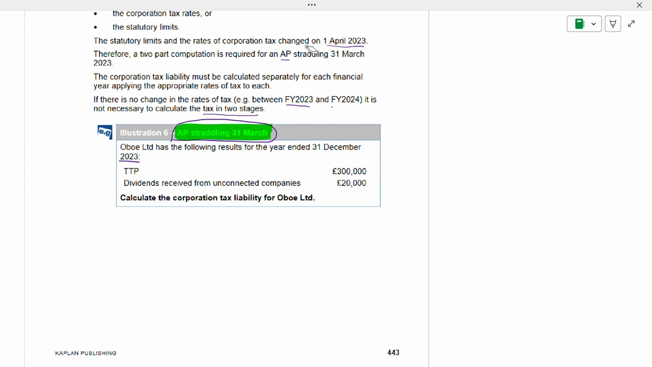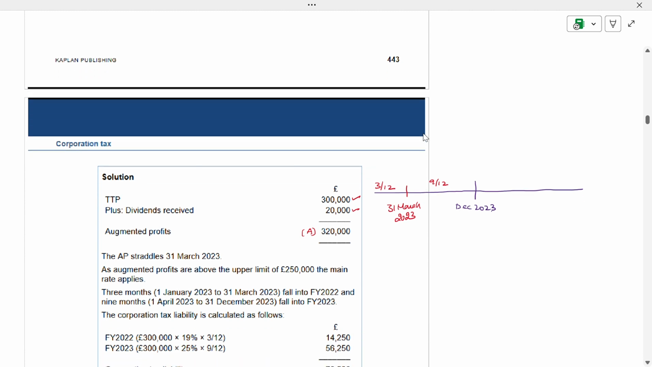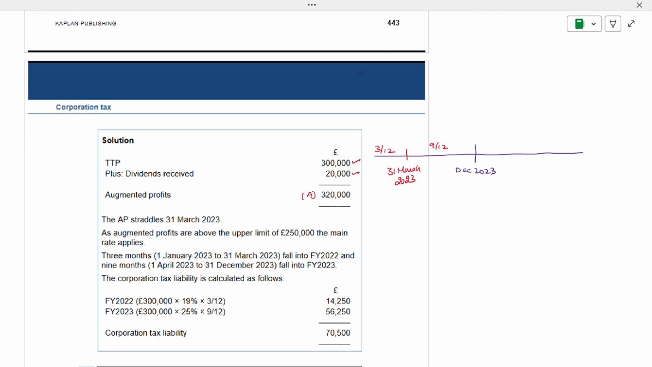Okay, dividends is fine. Here we don't have anything till augmented profit. But the AP straddles on 31st March. They have not given it in the question, but they have mentioned it here. Understand my point? They say it is related to the AP straddle. Okay, they have taken it as an example. In the question it will be given very clearly.